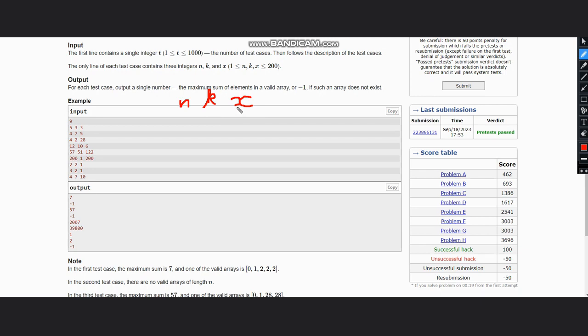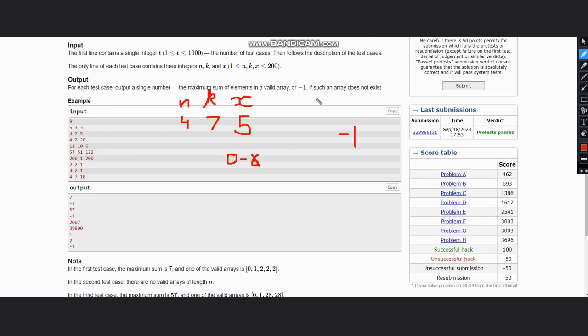So let's see the second case. It has n as 4, k as 7 and x as 5. Now you have the condition that your element can't exceed 5 but your mex value is 7. For the mex value to be 7, you should have 0 to 6 in your array: 0, 1, 2, 3, 4, 5, 6, all these numbers, so that you have the mex value as 7. But your number can't exceed 5, which means it can't have 6. If it can't have 6, it can't have the mex value as 7. So here we can directly output -1.